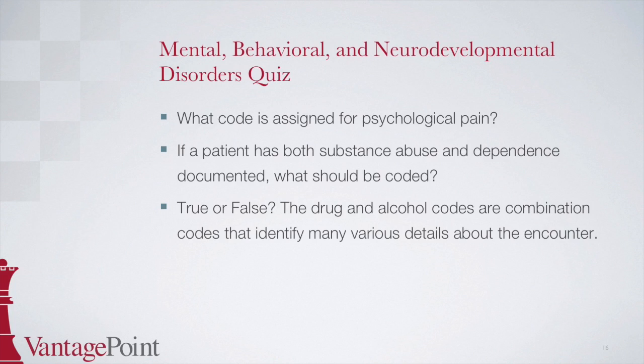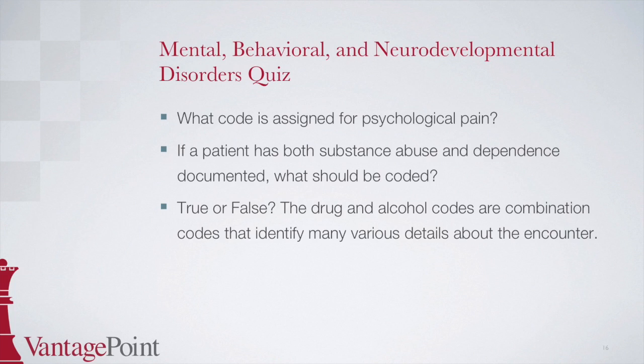The answer to our first question is F45.41. This code is located by going to pain in the alphabetic index. However, there is no option for psychological indented below pain. The closest word is psychogenic, which points to code F45.41. I decided to look this code up in the tabular, and sure enough, the code description is pain disorder exclusively related to psychological factors. This is an example of when the tabular list is our friend.